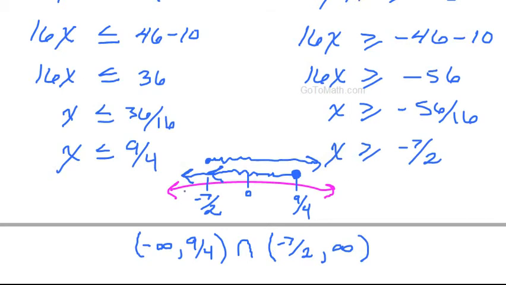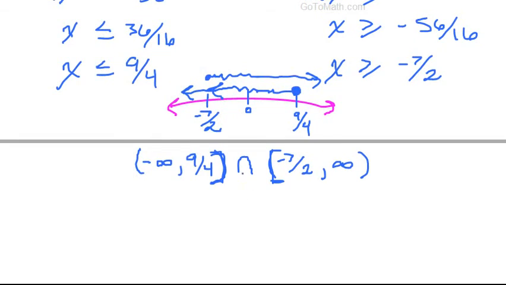I see something that I need to fix. So first off, I need to write this: this includes it. I'm sure somebody out there was going, well, wait a minute, that should be a bracket, right? So you've got negative infinity to 9/4, with the bracket here, and it intersects with negative 7 halves to infinity. Well, their intersection can actually be rewritten the shortest way possible, and that would be going from negative 7 halves to 9/4.